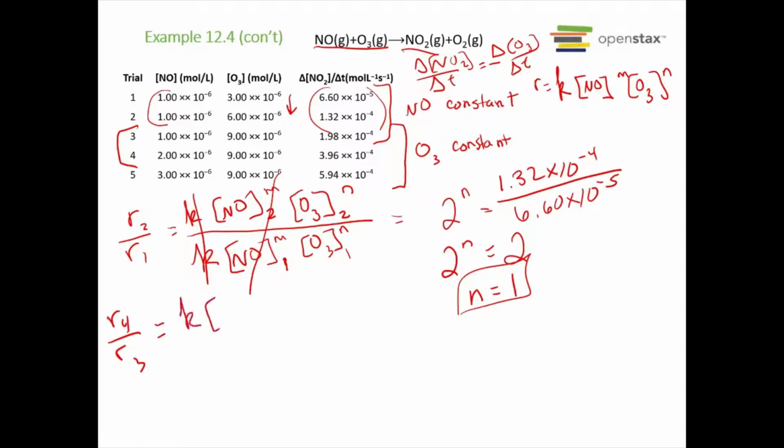K equals K times NO2. I'm sorry, not NO2, NO from reaction 4 to the M power. And we know that ozone is to the first power, since we just solved for that.